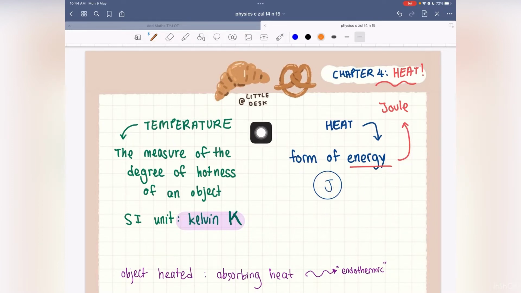And temperature, how do you define temperature? It is the measure of degree of hotness or coolness of an object. Now, its SI unit is not Celsius, it's actually Kelvin with a capital K. Okay, so remember, heat is a form of energy, whereas temperature is to measure the object itself. How hot is it, or how cold is it?